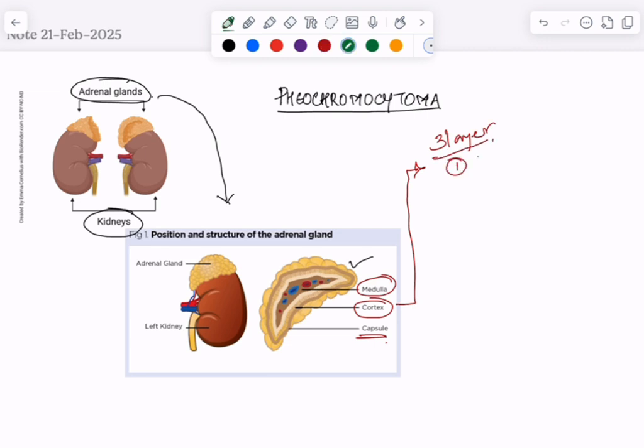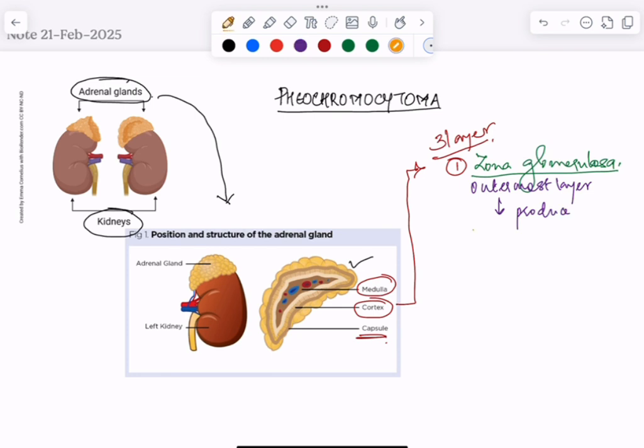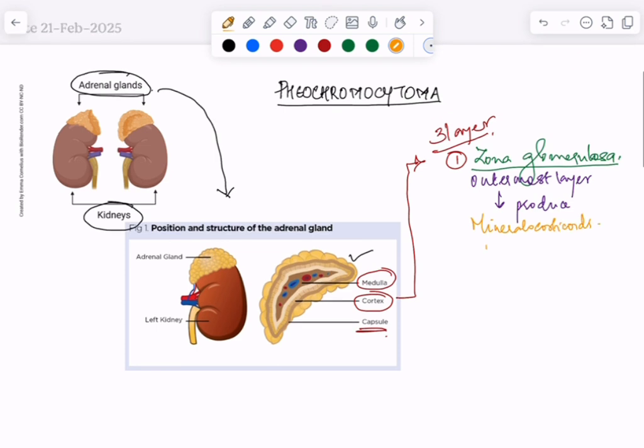So first one is zona glomerulosa. What is zona glomerulosa? This is the outermost layer of the adrenal cortex, and what it produces is mineralocorticoids. I will give you one example of these mineralocorticoids: aldosterone. Aldosterone is essential for fluid and electrolyte balance.